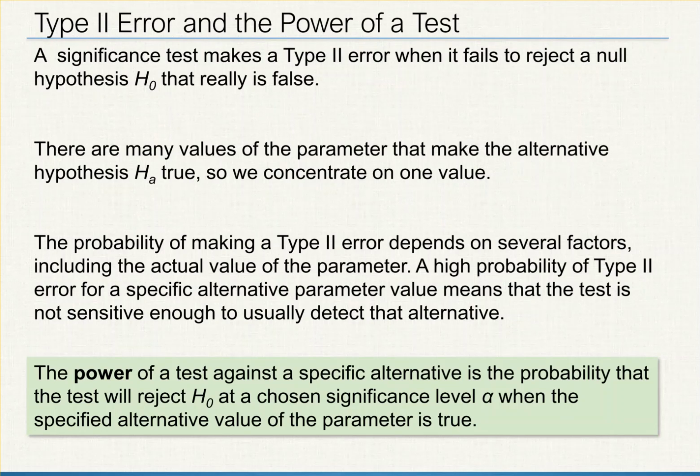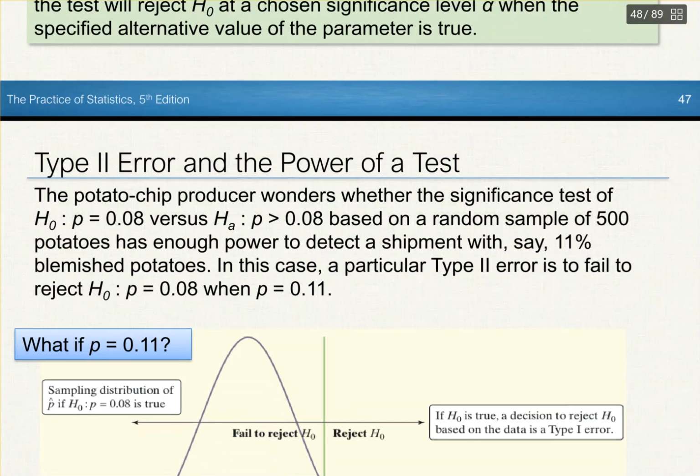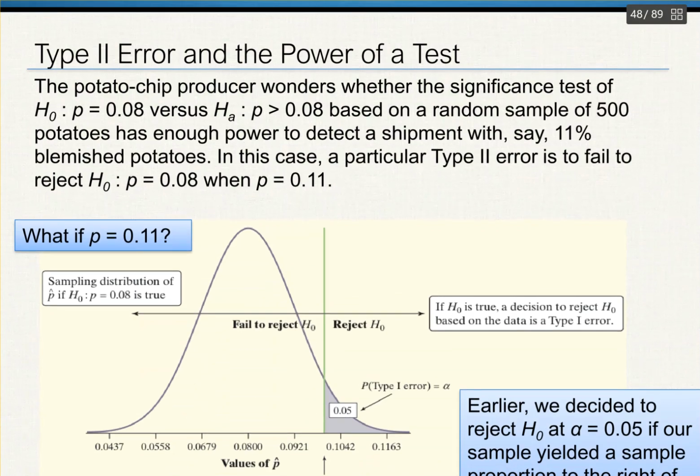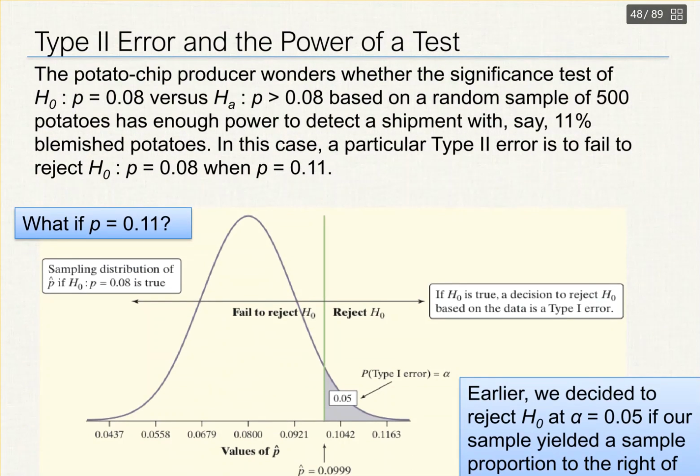What that means is, let's do it in the context of the potato chip problem. The potato chip producer wonders whether the significance test with the null hypothesis that p equals 0.08 versus the alternative hypothesis that p is greater than 0.08, based on a random sample of 500 potatoes, has enough power to detect a shipment with, say, 11% blemished potatoes. In this case, a particular type 2 error is to fail to reject the null hypothesis when p equals 0.11.